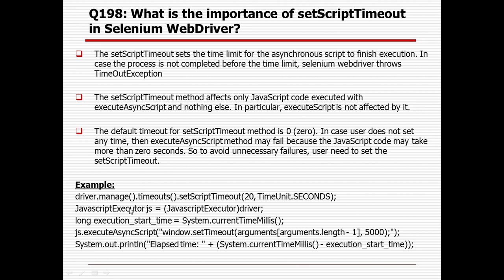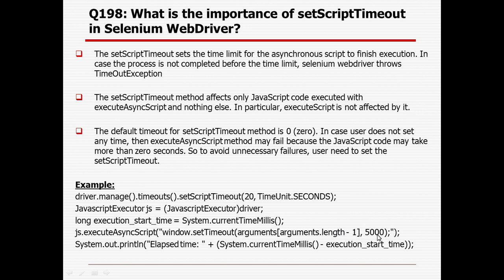We need to create an object instance for the JavaScript executor interface. We need to typecast the driver so that we can create the object instance. Then we can get the current time and store it in a long variable, execution start time. Then we use that object instance of the JavaScript executor to call execute asynchronous script, with window.setTimeout and arguments.length - 1. Suppose we are giving 5 seconds.